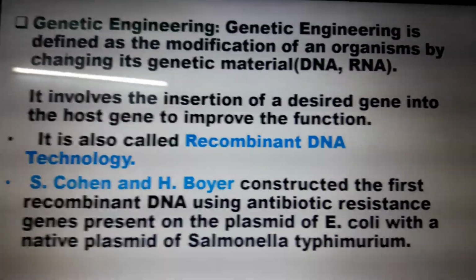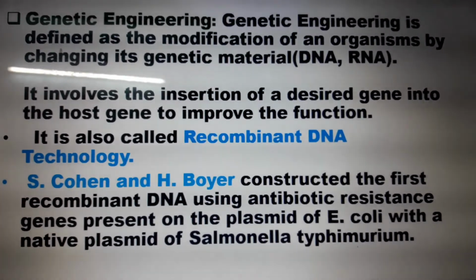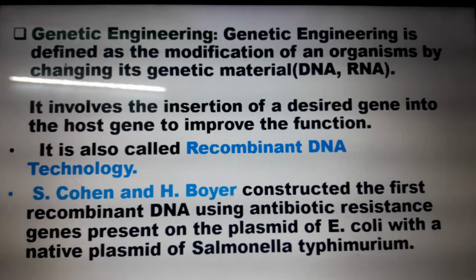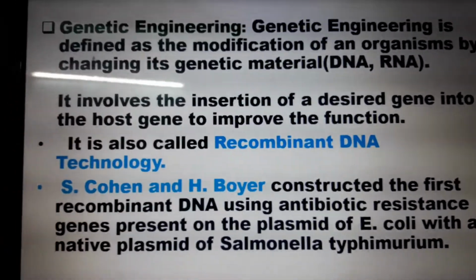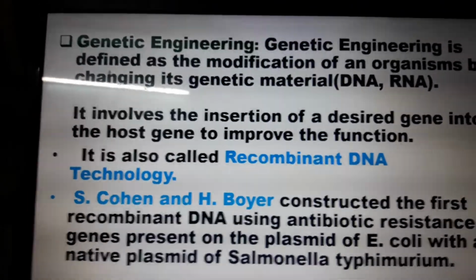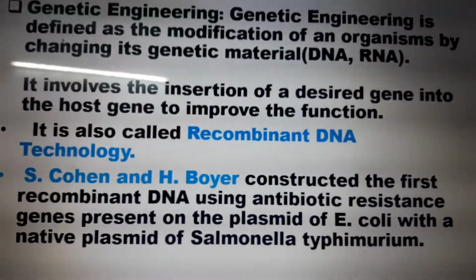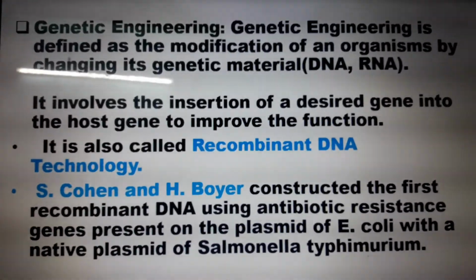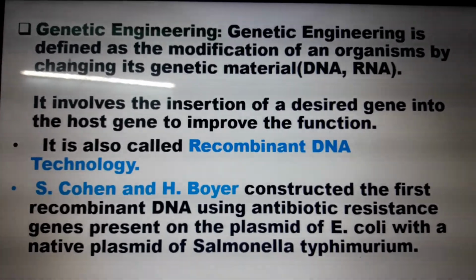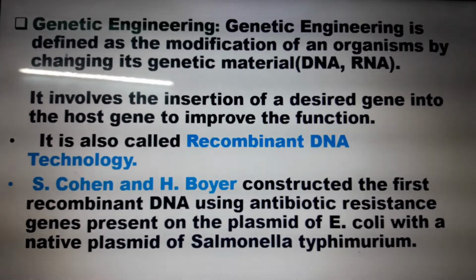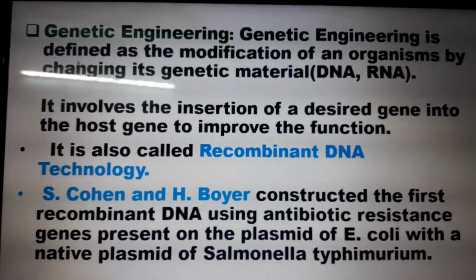It involves the insertion of a desired gene into the host gene to improve the function. How is this genetic engineering performed? This is performed by insertion, putting the desired gene into the host gene. It is also called recombinant DNA technology. S. Cohen and H. Boyer constructed the first recombinant DNA using antibiotic resistance gene present on the plasmid of E. coli with a native plasmid of Salmonella typhi.